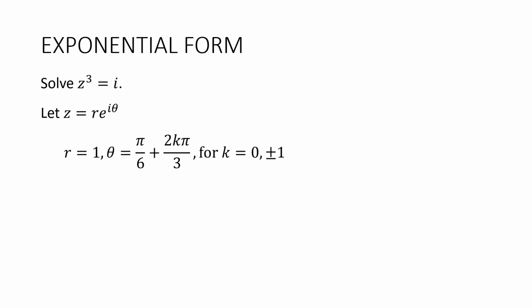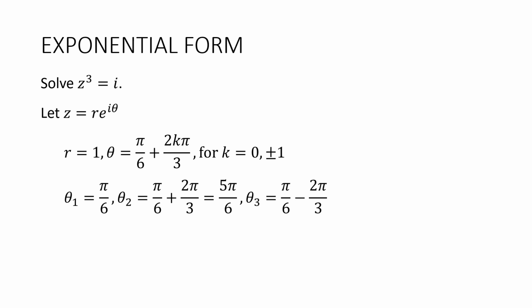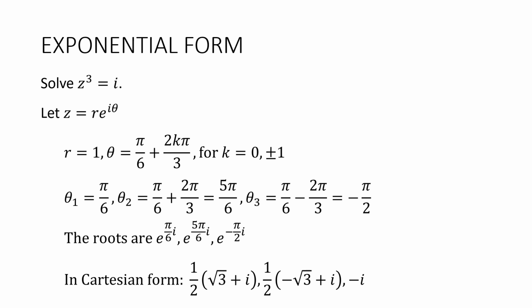Okay, we'll start by substituting in k equals 0. Theta 1 will be pi on 6. Substituting in k equals 1, theta 2 will equal pi on 6 plus 2 pi on 3, which is 5 pi on 6. And then substituting in k equals -1, we get pi on 6 take away 2 pi on 3, which is negative pi on 2. And so the roots are e to the pi on 6 i, e to the 5 pi on 6 i, and e to the negative pi on 2 i. Or in Cartesian form, they are a half of root 3 plus i, a half of negative root 3 plus i, and negative i.